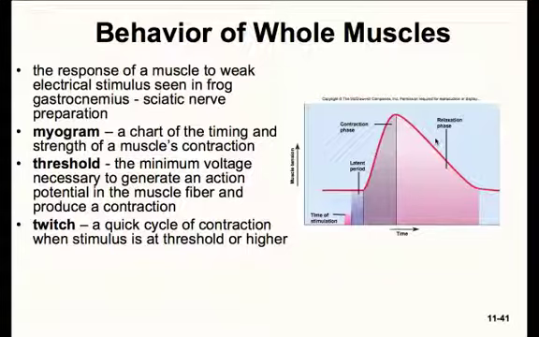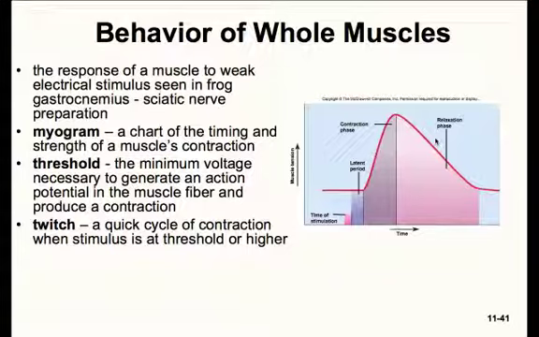A sufficiently weak subthreshold stimulus will fail to cause any sort of contraction. It takes a threshold or minimum voltage to actually generate an action potential in the muscle fiber to produce a contraction. The action potential naturally triggers the release of calcium into the cytosol, which activates the sliding filament mechanism. At threshold or higher, this causes a quick cycle of contraction or a twitch.